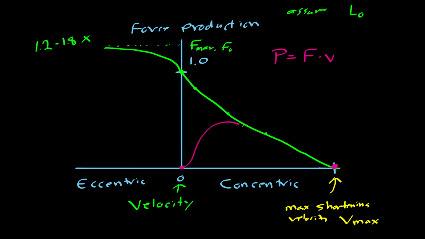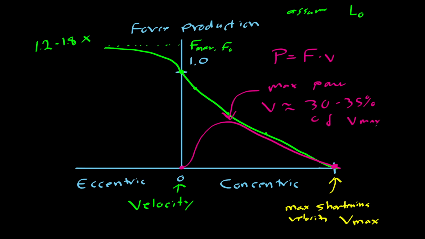So the thing to remember about the power curve is not the specific shape per se, but just that it goes up and then it goes down, and the maximum power occurs at a velocity of about 30 to 35% of this V max. So whatever the absolute fastest your muscle can contract while still producing some tiny fraction of a force, about 30 to 35% of that speed is the contractile speed that will give you maximum power output from your muscle.